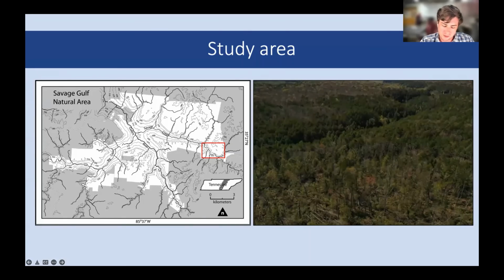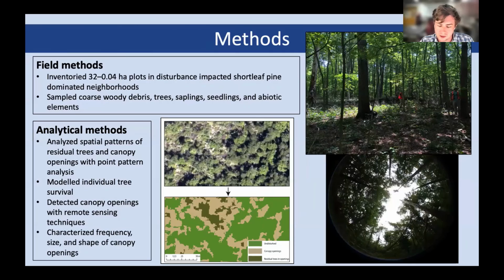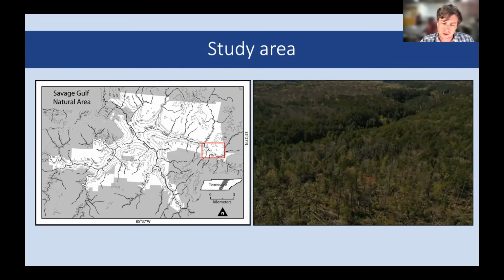So the specific intermediate severity wind disturbance that we studied occurred in November of 2018, and this was a pretty widespread thunderstorm event that impacted a large portion of central Tennessee with a lot of embedded tornadoes. Specifically, there was one EF1 tornado that dissipated just prior to reaching Savage Gulf. However, the severe thunderstorms did produce discrete microbursts, and you can see some of that, some of the horizontal downwood in this image here on the right.